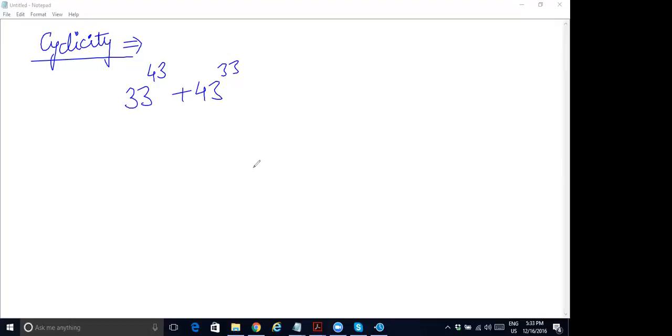Oh, I think I know what it means. It means like two to the power. So suppose you have like the number of twos, like number of threes. I don't know actually. That's fine. So we use cyclicity to find the units place digit.